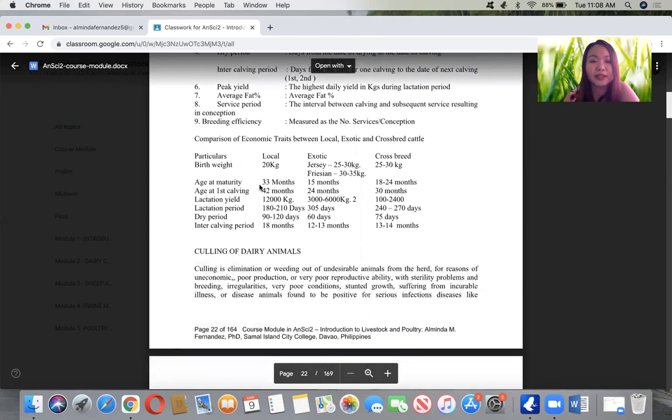So for the comparison ng mga economic traits between local, exotic, and crossbred, versus ng mga local, exotic at crossbred. So mas malaki talaga ang mga exotic and crossbred, no? Compared to 15 months, 18 to 24 months.